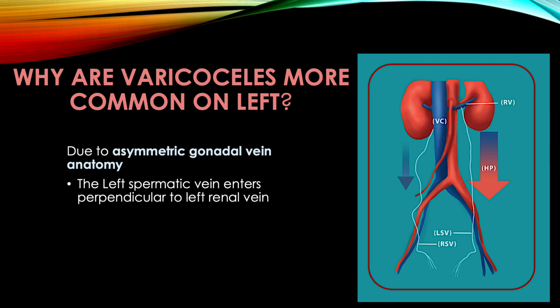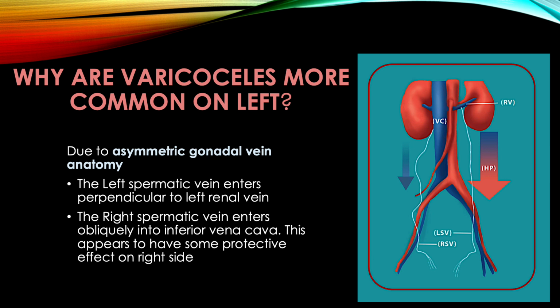What happens is the left spermatic vein enters perpendicular to the renal vein, as we can see here. While the right spermatic vein enters obliquely into the inferior vena cava. This appears to have some protective effect on the right side. That's why on the left side, varicoceles are more common.